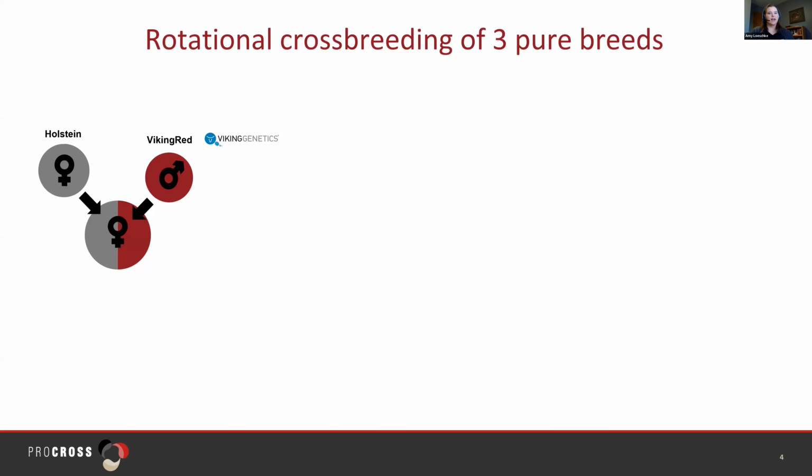But just to recap about what rotational crossbreeding is and what ProCROSS is by definition, because that's what we do. We rotate 3 pure breeds here. Most of our herds start with a Holstein purebred baseline when they begin ProCROSS. And so how a lot of herds approach this is by starting with one or the other of the other 2 breeds. In this case, let's look at VikingRed first.